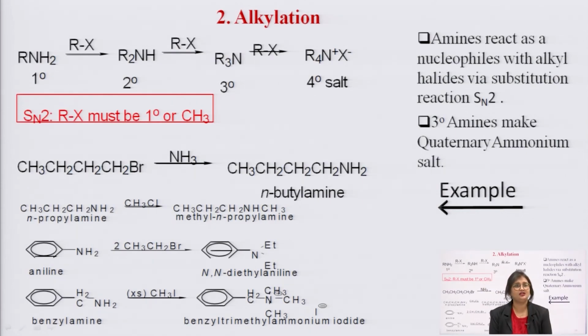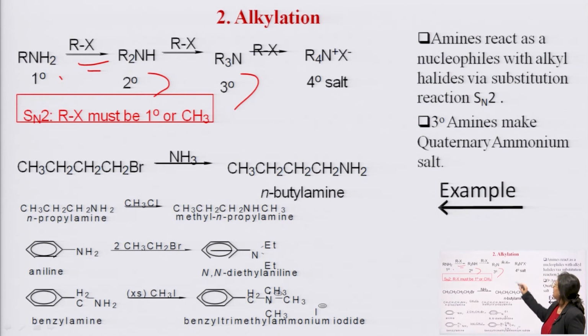Moving on to the next reaction, which is the alkylation reaction. Amines react as nucleophiles with alkyl halides via SN2 substitution reaction. So, they show nucleophilic substitution. When a primary amine reacts with an alkyl halide, it forms a secondary amine. This further reacts with an alkyl halide to form a tertiary amine. This on further reaction forms a quaternary salt. This is how the reaction of a primary amine takes place.